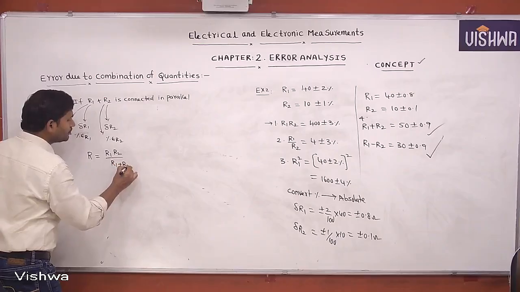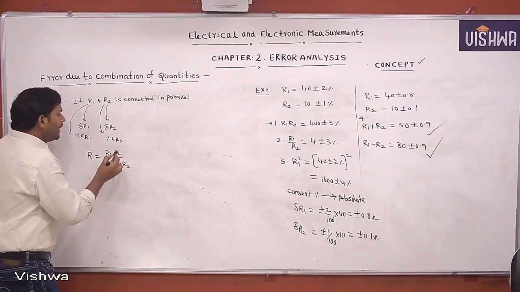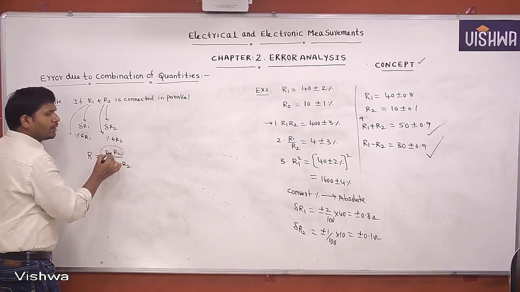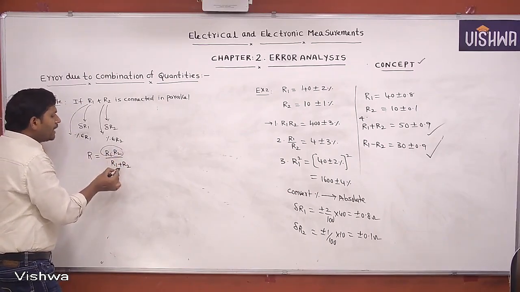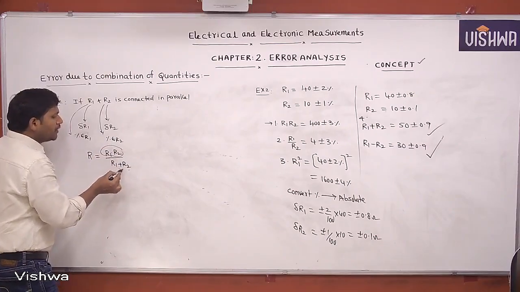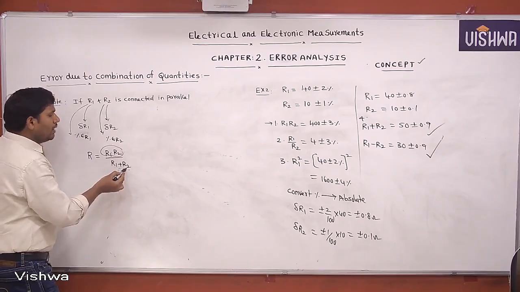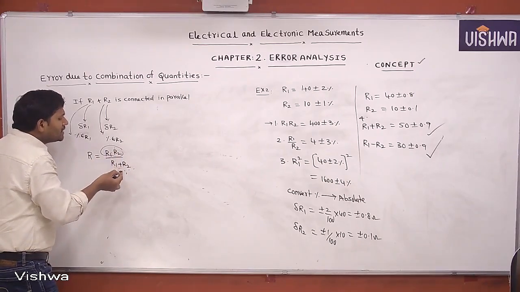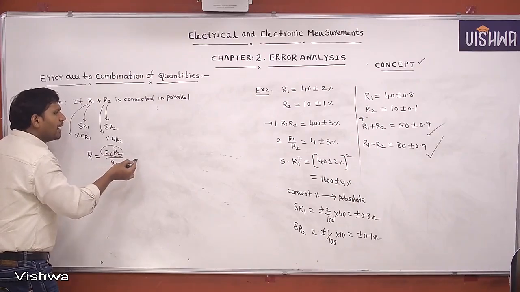Then you can find R1 R2. Directly we can add limiting error. Absolute errors are given. If limiting errors are given, you convert into absolute error, then you can do this one. Okay. Then again you can convert into limiting error. Then this is limiting error, this is limiting error, add this one. Like that you can get the answer.